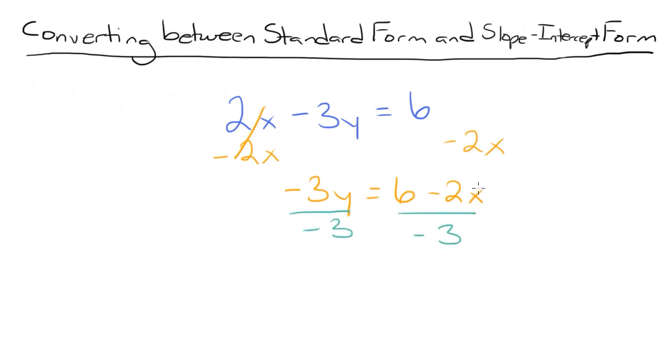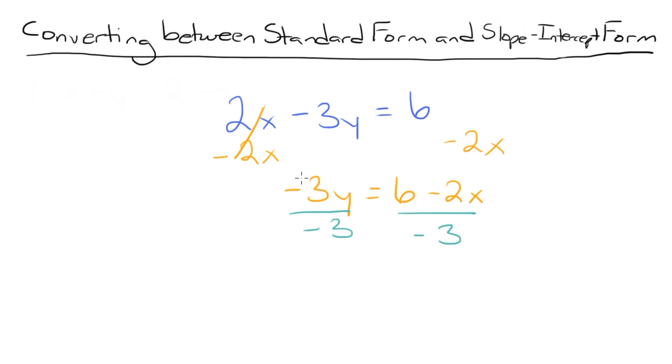We need to divide the entire right side by negative 3. So this means that each term needs to be divided by negative 3. It's easy to want to only divide 6 by negative 3, but this will give you an incorrect answer. So make sure you also divide negative 2x by negative 3.